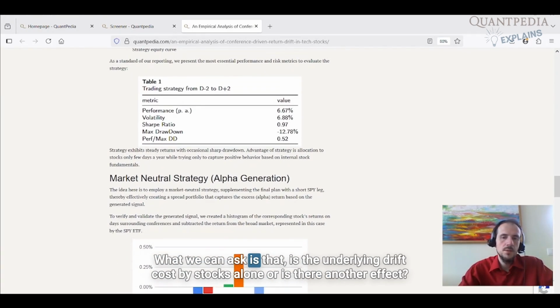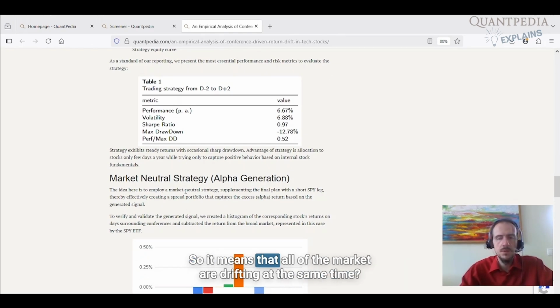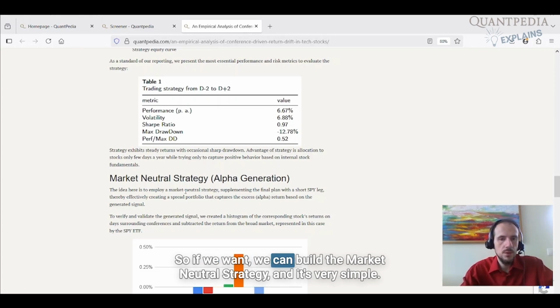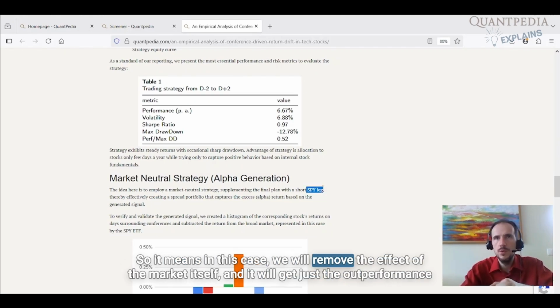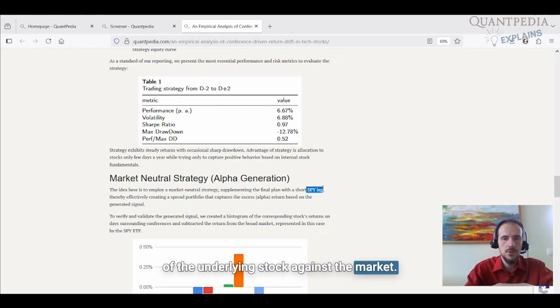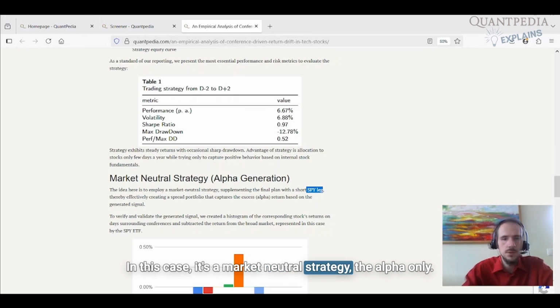What we can ask is, is the underlying drift caused by stocks alone, or is there another effect? So it means that all of the market is drifting at the same time. So if you want, we can build a market neutral strategy, and it's very simple. We just buy the stocks and we short the SPY ETF. So it means in this case we will remove the effect of the market itself, and we will get just the outperformance of the underlying stock against the market. In this case it's a market neutral strategy, the alpha only.